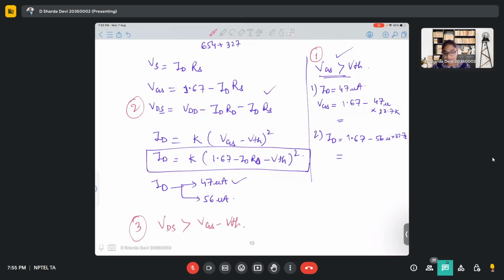Can I ask a question, ma'am? Yes. Why in such questions, if we end up having a quadratic equation with two solutions, do we not choose directly the smaller current? Mm, yeah, actually, we can say that way too. Without checking? Without checking, no.